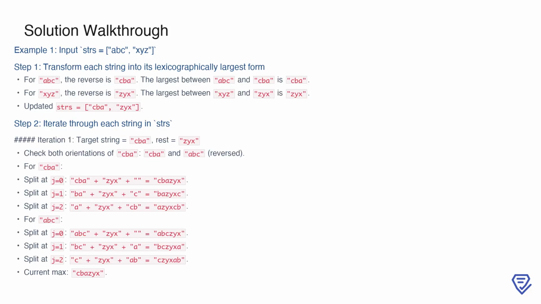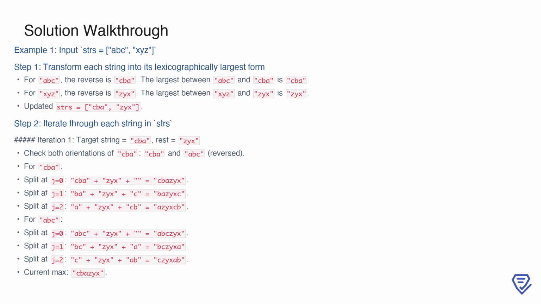To solve this problem, the first step is to transform each string in the input array into its lexicographically largest form. For the string ABC, we reverse it to get CBA, then compare ABC and CBA to determine the largest. In this case, CBA is larger, so we keep it. Similarly, for XYZ, reversing it gives ZYX, and we find that ZYX is the larger form. After this step, the updated array becomes CBA, ZYX.